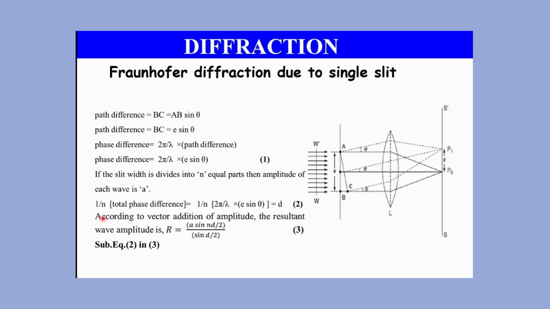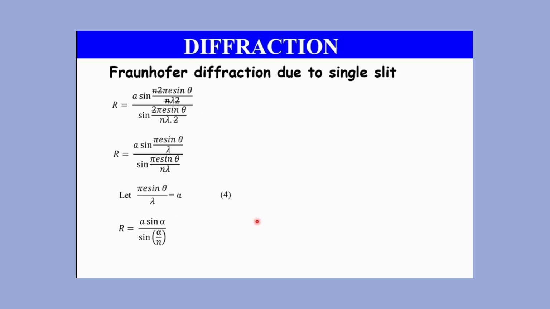Now according to the vector addition of amplitudes, the resultant amplitude of the complete wave, equal to R, can be found using this formula: R is equal to a into sin(nd/2) divided by sin(d/2). Let us take this as equation number 3. In equation number 3, in the place of d, substitute 1 by n into 2 pi by lambda into e sin theta, and we can discuss further.